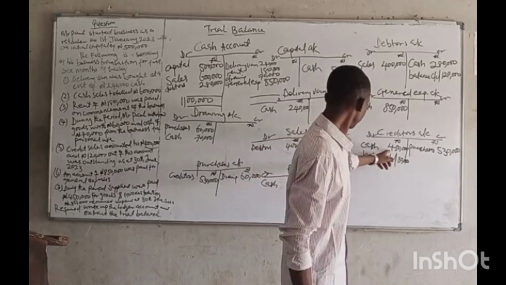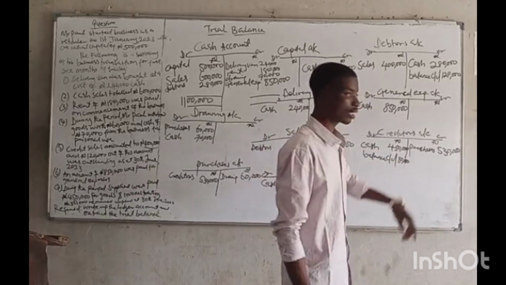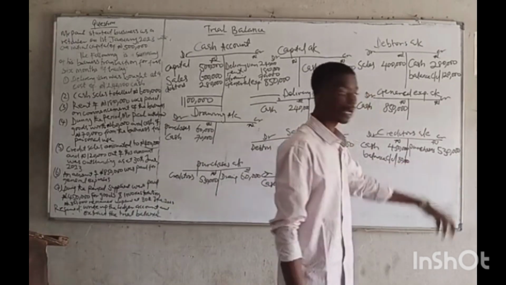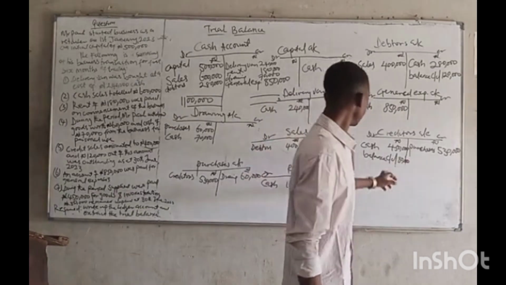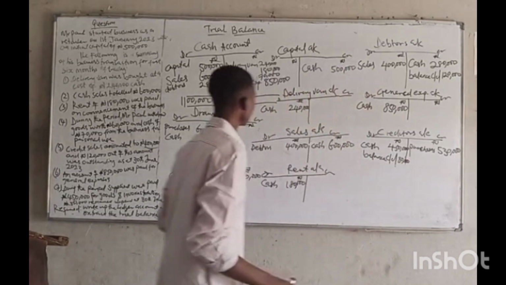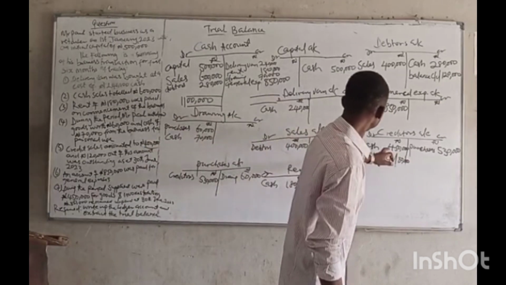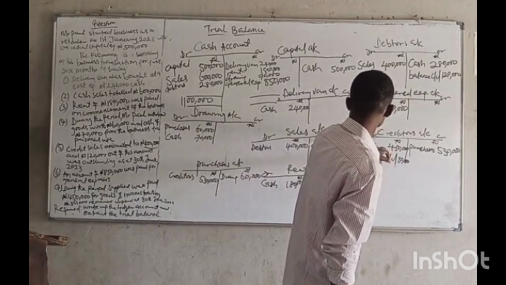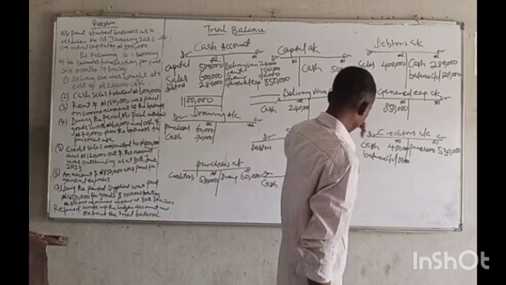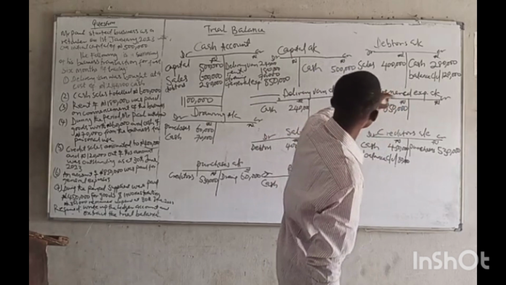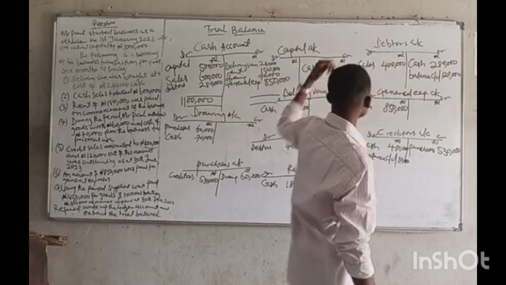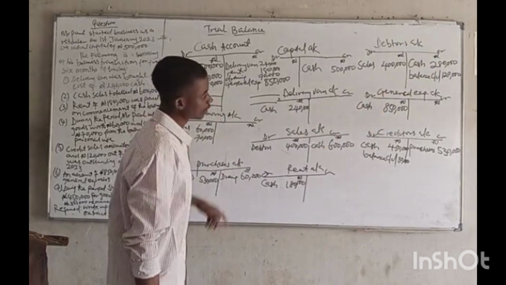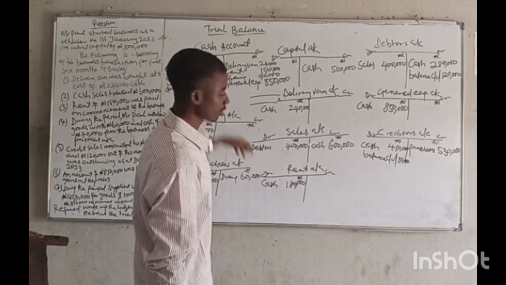Then the question says that the business has already paid 450,000 naira to the creditor. So we now say cash, we paid with cash, 450,000 naira, debit it, and our balance carried down will now be 80,000 naira. And remember, the corresponding entry for this cash is supposed to go to the cash account. So you come over to the cash account and then you debit it, because you have already credited it here.